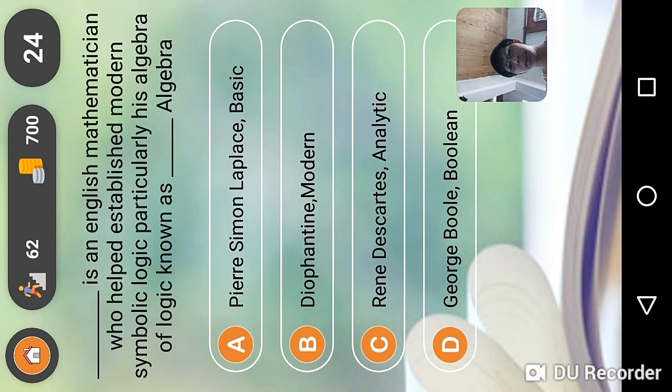Boole is an English mathematician who helped establish modern symbolic logic, particularly his algebra of logic known as Boolean algebra. George Boole, Boolean algebra.